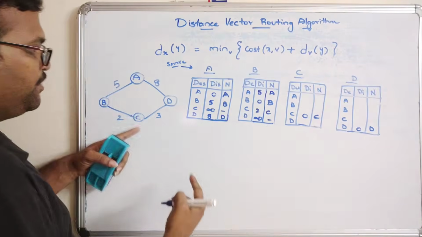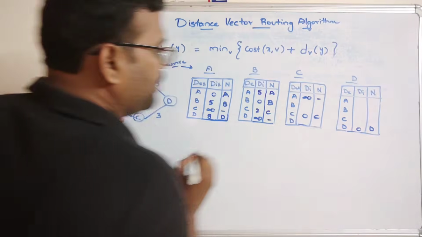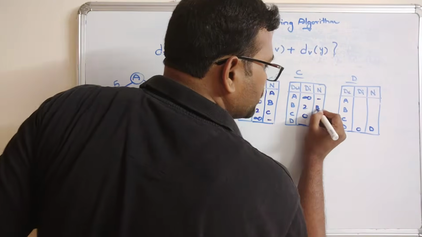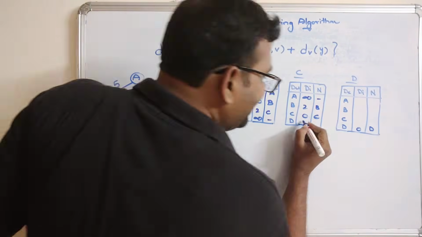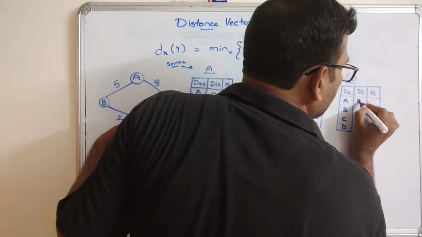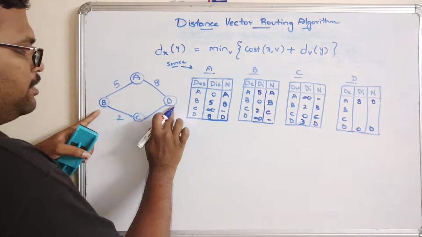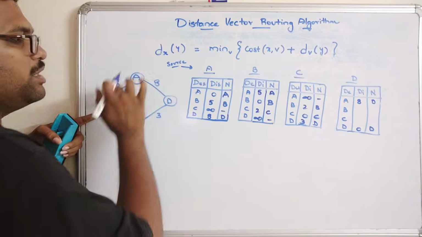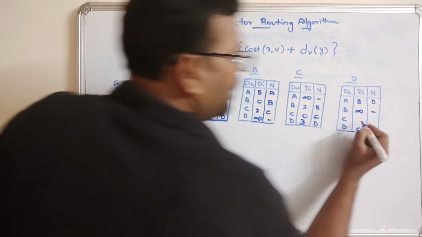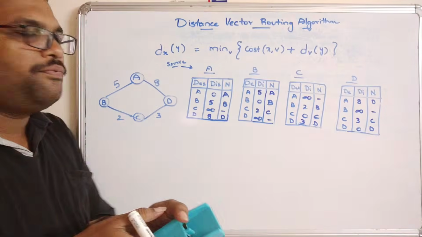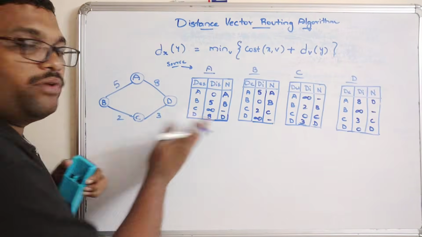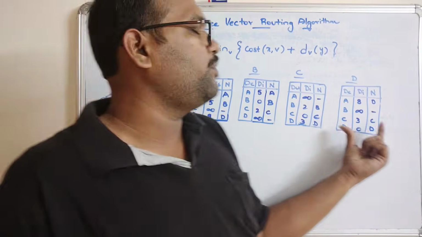Similarly, C to A, no direct link, infinity and hyphen. C to B, distance 2, and the next hop is B. C to D, 3, and next hop is D. And D to A, 8, and A. D to B, there is no direct link, so it should transmit through an intermediate node, so the cost may differ, right? And D to C, 3, and it is C. So for the first iteration, the routing tables will be these: the routing table of A, routing table of B, routing table of C, and routing table of D.